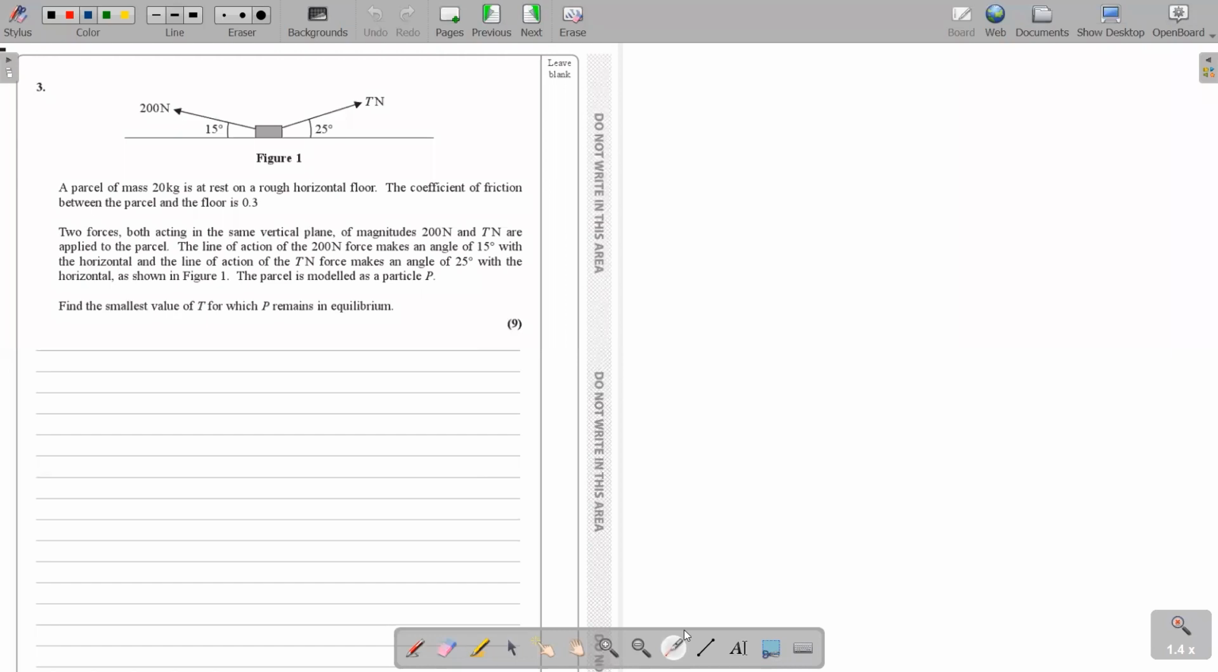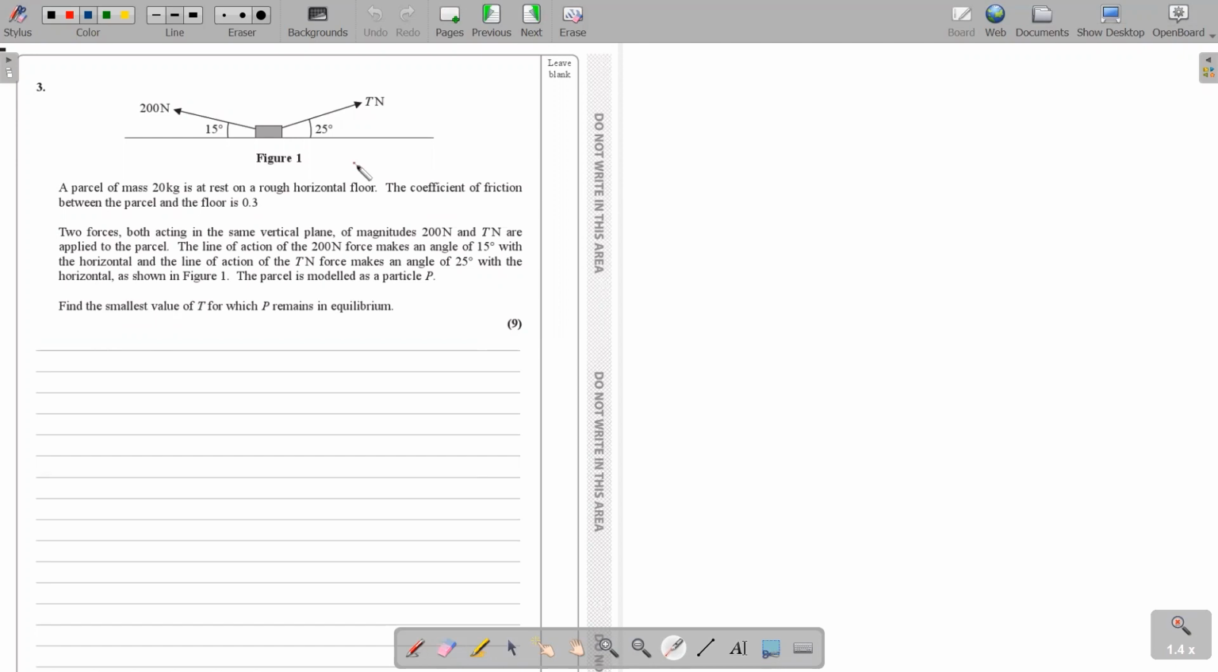Okay, moving on to question number 3. A parcel of mass 20 kilogram is at rest on a rough horizontal floor. The coefficient of friction between the parcel and the floor is 0.3. Two forces, both acting in the same vertical plane, of magnitudes 200 Newton and T Newtons are applied to the particle. The line of action of the 200 Newton force makes an angle of 15 degrees with the horizontal, and the line of action of the T Newton force makes an angle of 25 degrees with the horizontal as shown in figure 1. The parcel is modeled as a particle P.